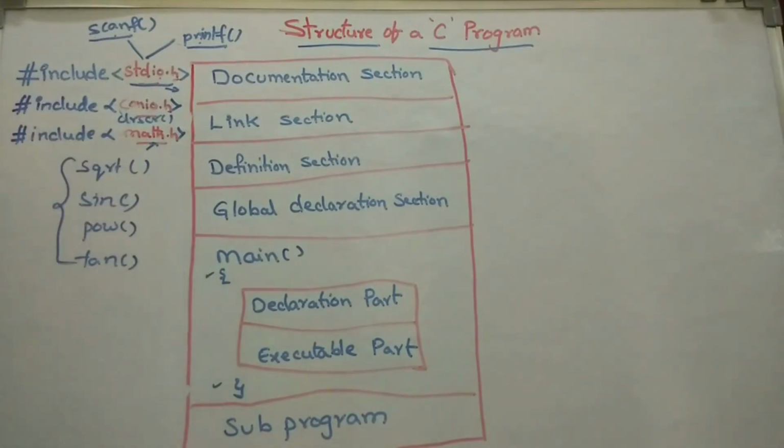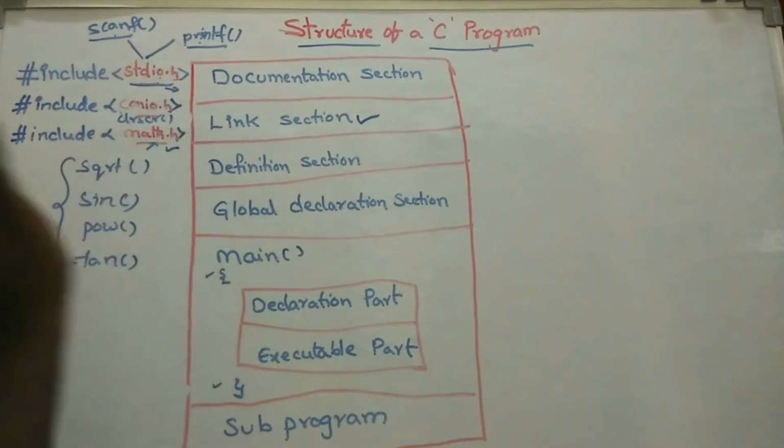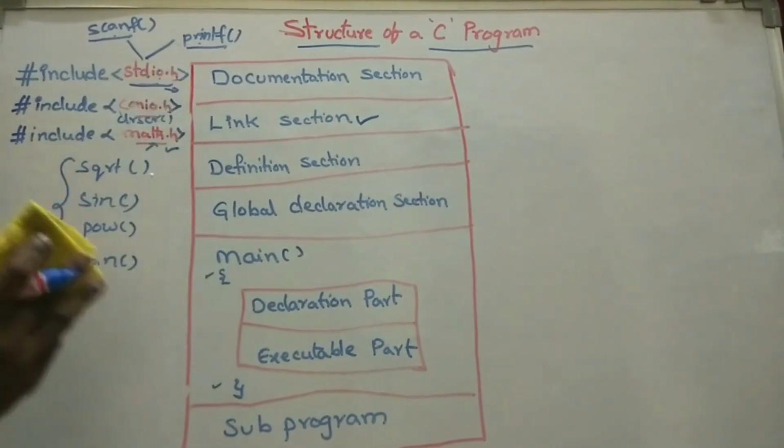Like that, there are n number of libraries available in the IDE. Those we have to include in your program, then only the program is successfully executed. That is the need of the link section. By using the link section, we link or include the header files which are necessary for execution of your program. Right? Clear? That is the need of the link section.